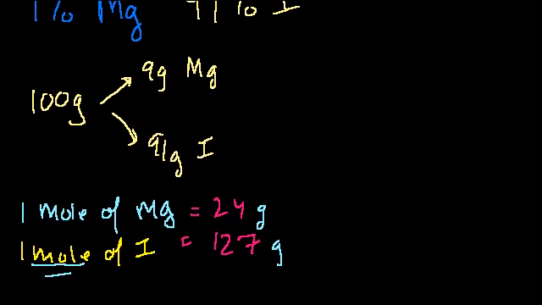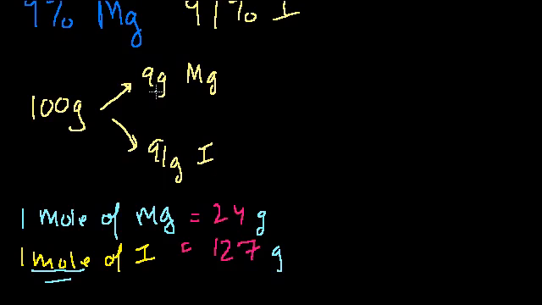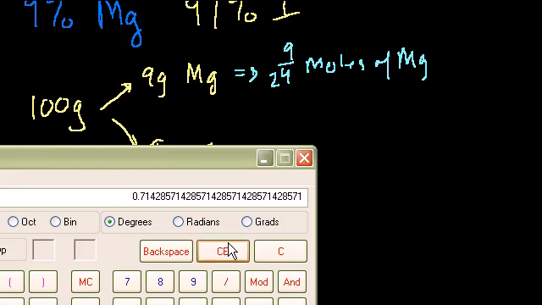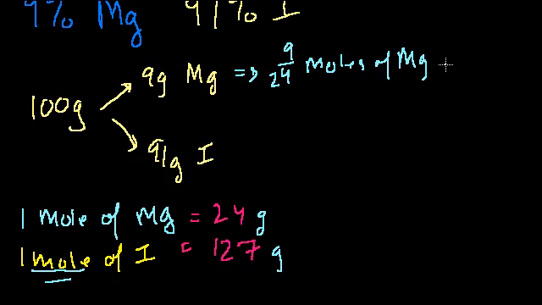So now we just figure out how many moles of each of these we have. We have 9 grams of magnesium. What fraction of a mole is that? A mole is 24 grams. So this is equal to 9/24 moles of magnesium. And what is 9 over 24? 9 divided by 24 is equal to 0.375, which is similar to what we had in the last problem, that 0.375 showed up.